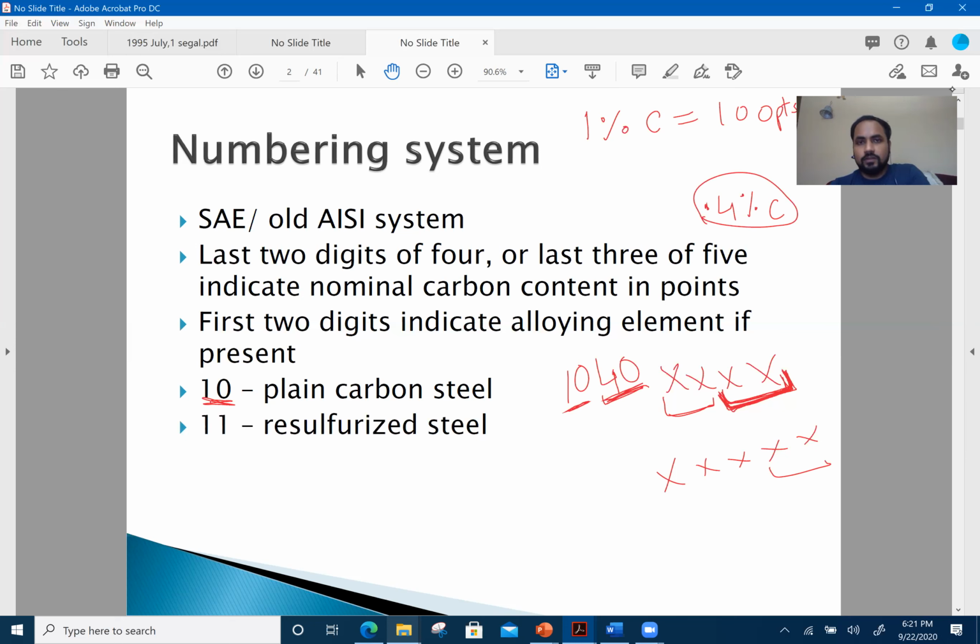If you add sulfur to the steel, because sulfur provides certain properties, then the steel naming system will become 1 and then followed by the carbon percentage.